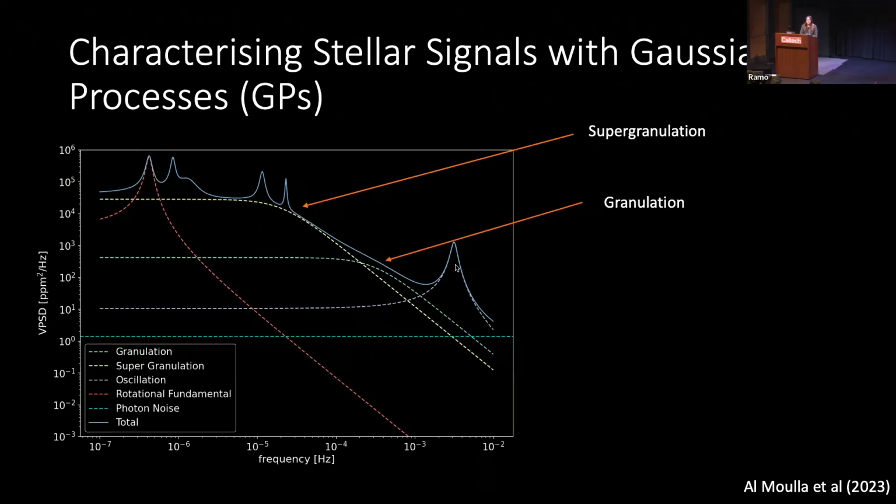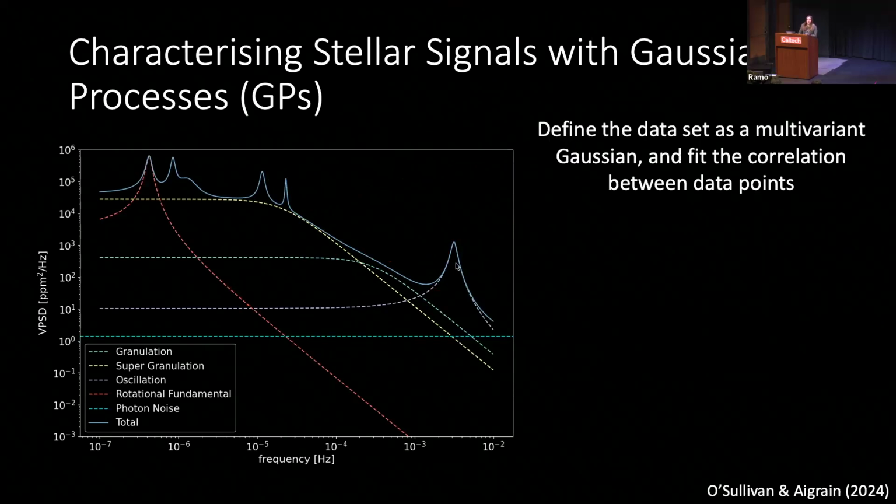Now, the problem with using a PSD to disentangle these two signals is that the knees of them, here and here, are actually quite close together. So when we have less good quality data or more noise, it becomes quite difficult to tell them apart. Which is why I've been using Gaussian processes in the time domain to characterize these signals.